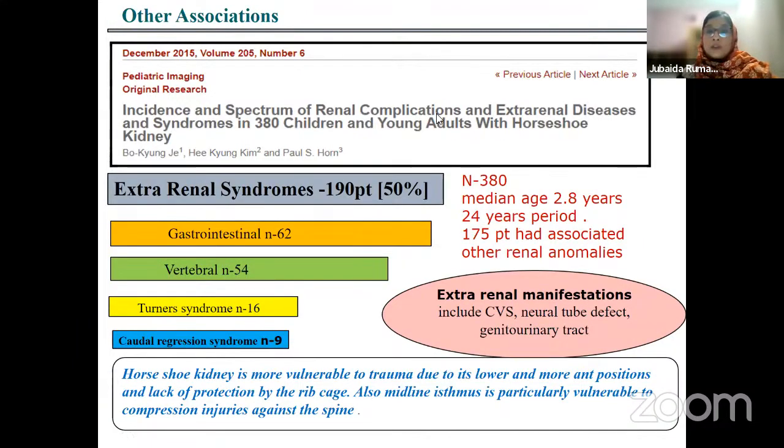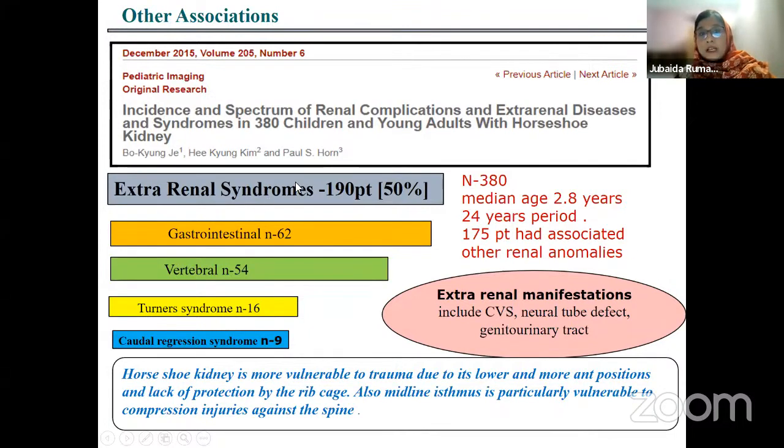Horseshoe kidney is also associated with extrarenal anomalies, like clubfoot, scoliosis, vertebral abnormality, and rib abnormality. Sometimes GI anomalies like anorectal malformation and Meckel's diverticulum are also there. And I also mentioned that Turner syndrome and other syndromic features are associated.